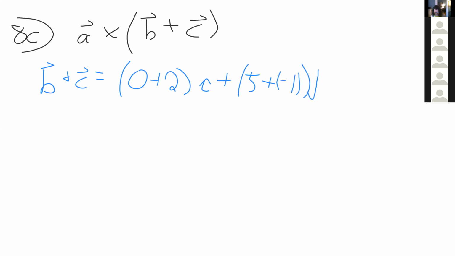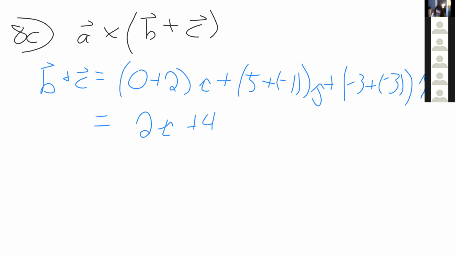That's the j hat. That's a tall j. And then I have to add the z component of B, which is -3, and the z component of C, which is also -3 for me. And that's in the k hat. Combine these all together, and we have 2 i hat. 5 minus 1 gives us 4 j hat. And -3 plus -3 gives us -6 k hat. So this is our B plus C.